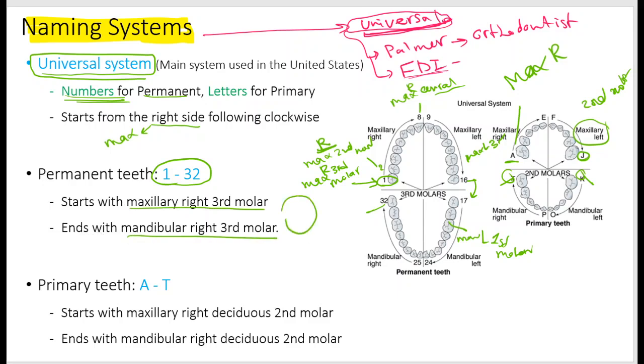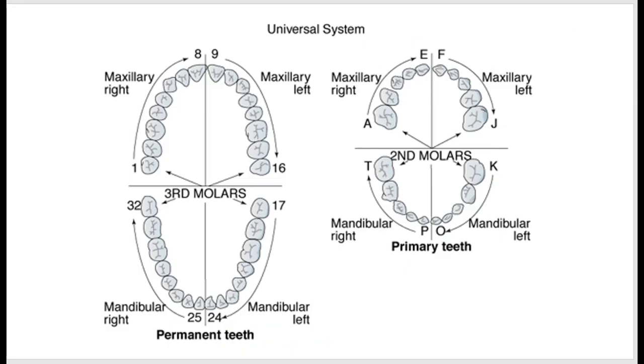As we said, we move on. For primary teeth, we use A to T, and then again you start with the maxillary right deciduous second molar, and you end with the mandibular right deciduous second molar. Let's see here. I gave you a bigger picture here.